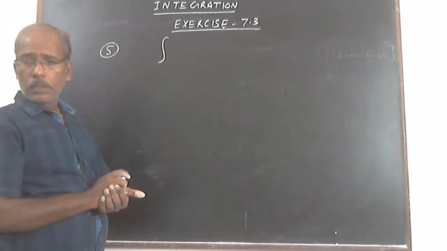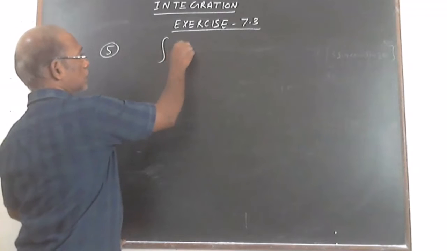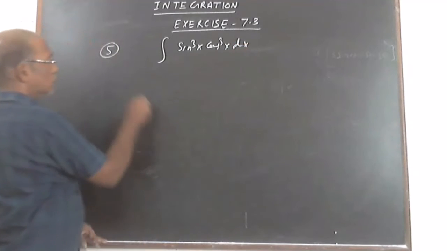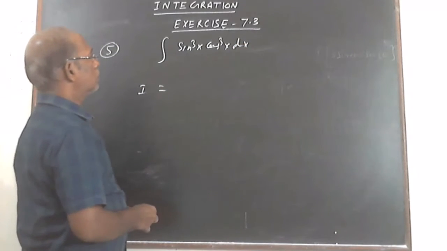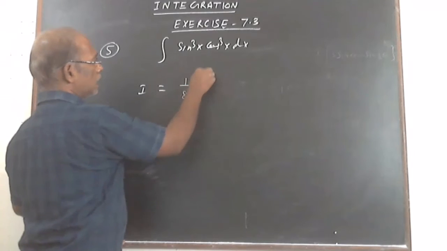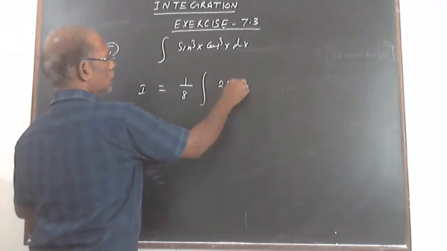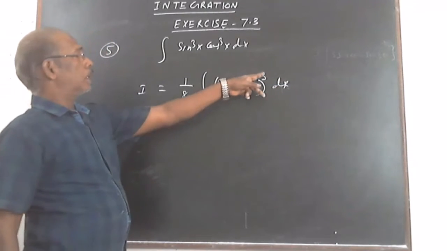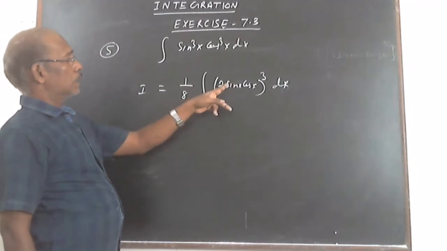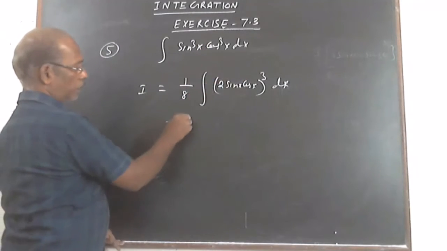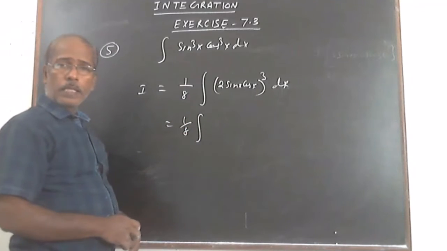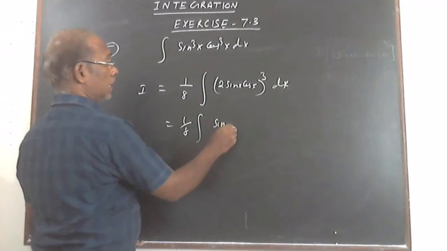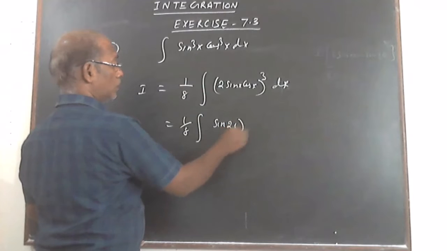Integral of sine cube x and cos cube x. Then we can take I equals 1 by 8 integral of (2 sin x cos x) the whole cube. Is it not? 2 power 3 is 8, into 1 by 8 balanced, sin cube and cos cube. To apply the trigonometric identity, 2 sin x cos x is sin 2x, then the whole cube.